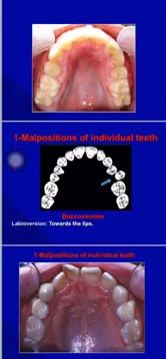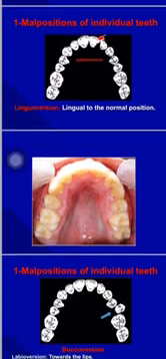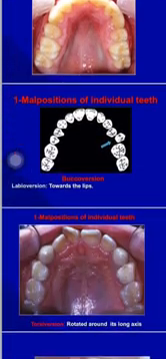Also in this photo we can draw the line of occlusion in the maxilla and the malposition of the individual teeth. Here we can see the upper left premolar, which has passed buccally, opposite to the previous photo. Labioversion or buccoversion means the tooth moves toward the lip or the cheek, while linguoversion means the tooth moves lingually to the line.